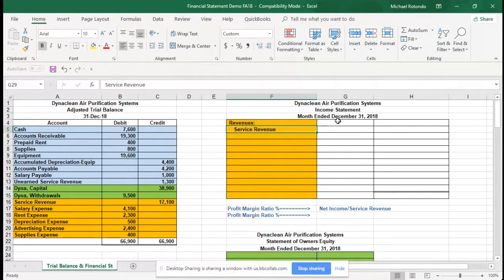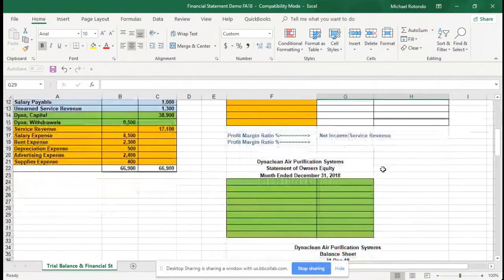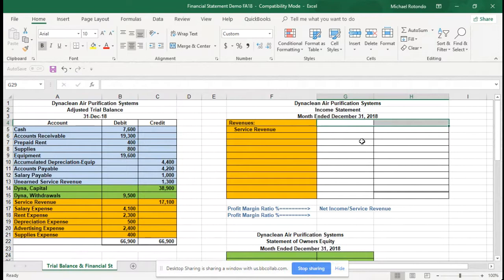Okay, now you'll notice that there are two columns here. The reason why the widths are different is just to accommodate the other statements. Normally they would be the same. This column on the left is called the addition column. So if we have multiple items that we need to add together or do calculations, we would put them over here. And then we would put all the totals over here on the right column, which is the total column. Since we only have one revenue item, we'll put that in the total column. We have service revenue for $17,100.